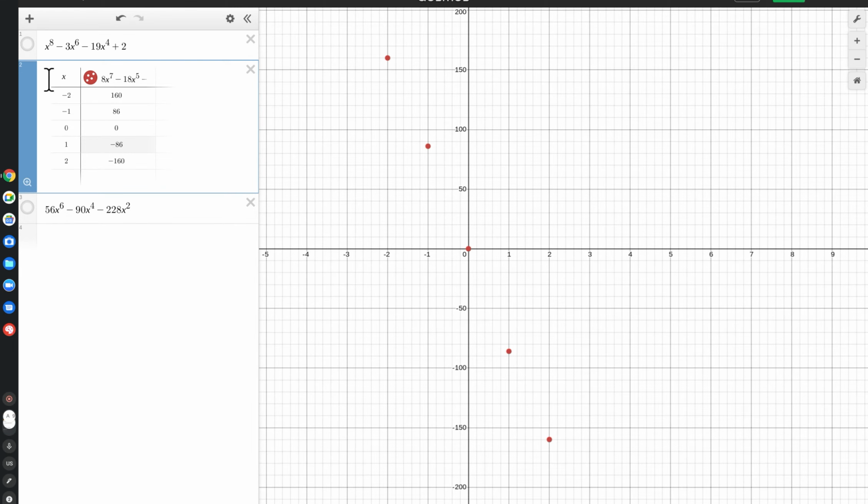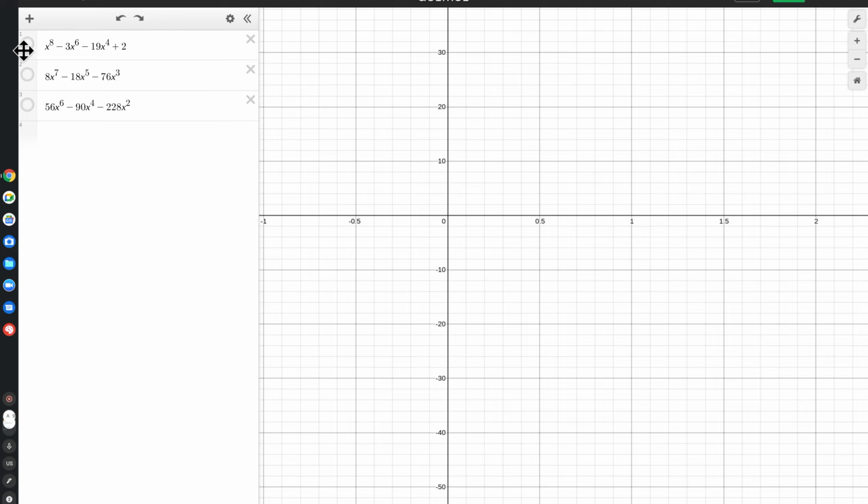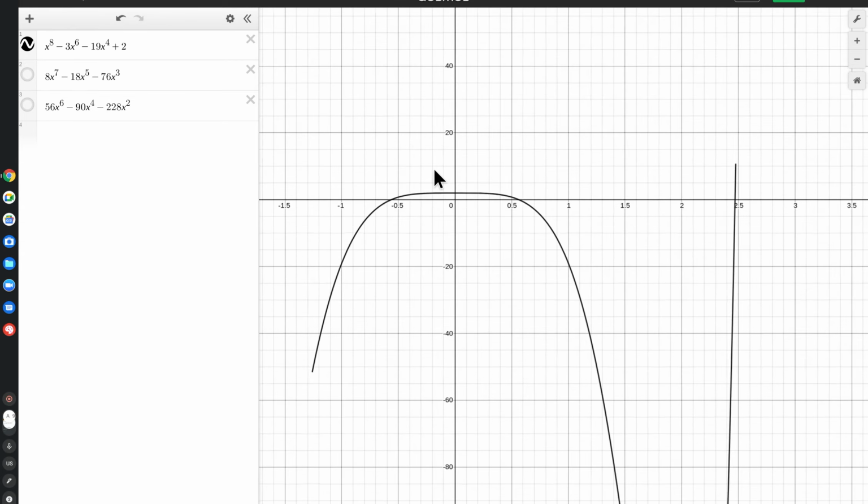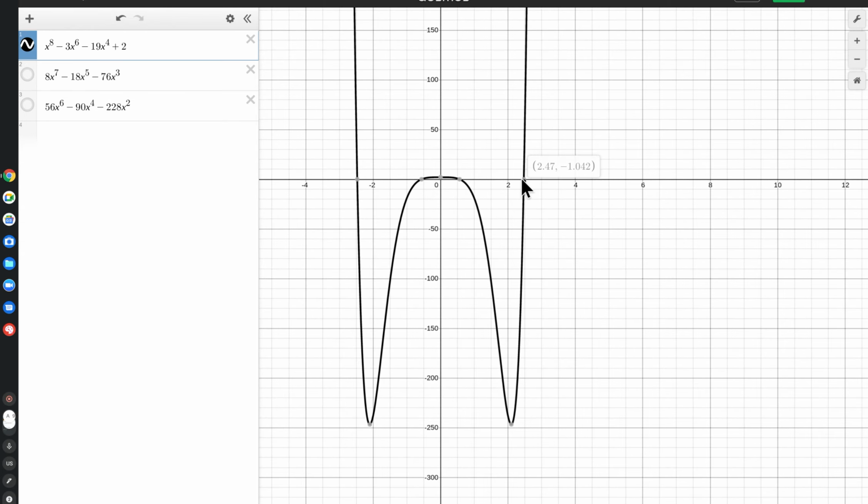And now if we draw this out, we did find our minimums were here and here. This is not a maximum, this is a 0. And these are our minimums, and we finally found our maximum over here.